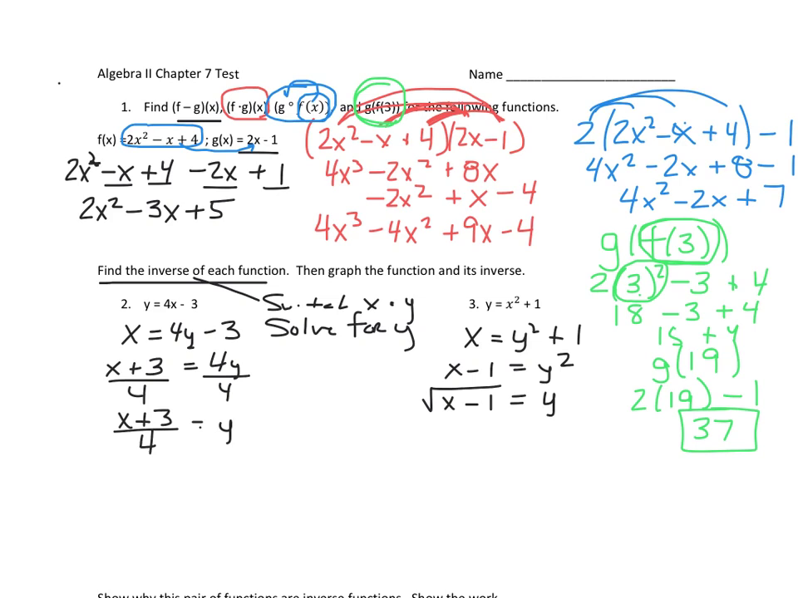All right, now to graph these, going back to number 2, you're supposed to graph the function. So graphing this function, I would have 4x minus 3. It's linear. My y-intercept is a negative 3. My slope is 4. I'm going to go up 4 and over 1. Up 4 and over 1. And this graph is a line.